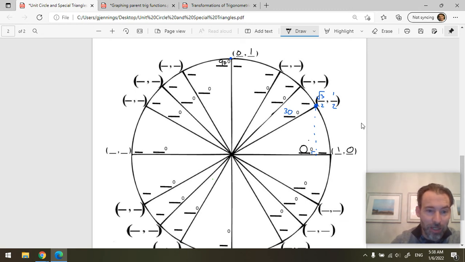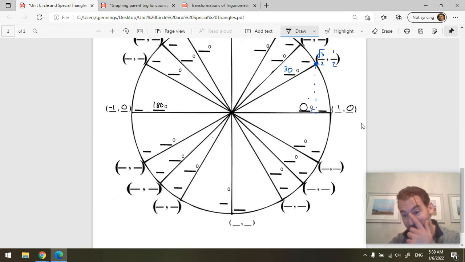Over here, 180 degrees. And the value of x is -1, y is 0. The value of cosine is -1 for 180. The value of sine, sorry, sine of 180 is 0. And then down here, this is 270, and the value here is 0 for x, negative 1 for y. And so these give you your sine 270 is negative 1, cosine 270 is 0. Coming back around, we've done those.